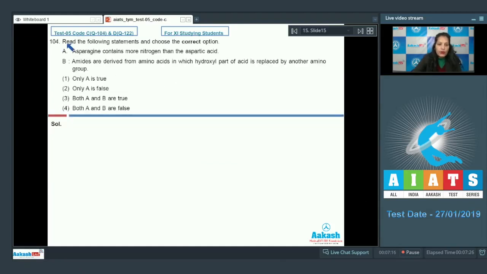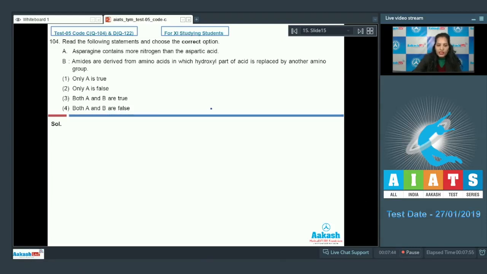Question number 104. Read the following statements and choose the correct option. A. Asparagine contains more nitrogen than the aspartic acid. B. Amides are derived from amino acids in which hydroxyl part of acid is replaced by another amino group. First option, only A is true. Second, only A is false. Third, both A and B are true. Fourth, both A and B are false.